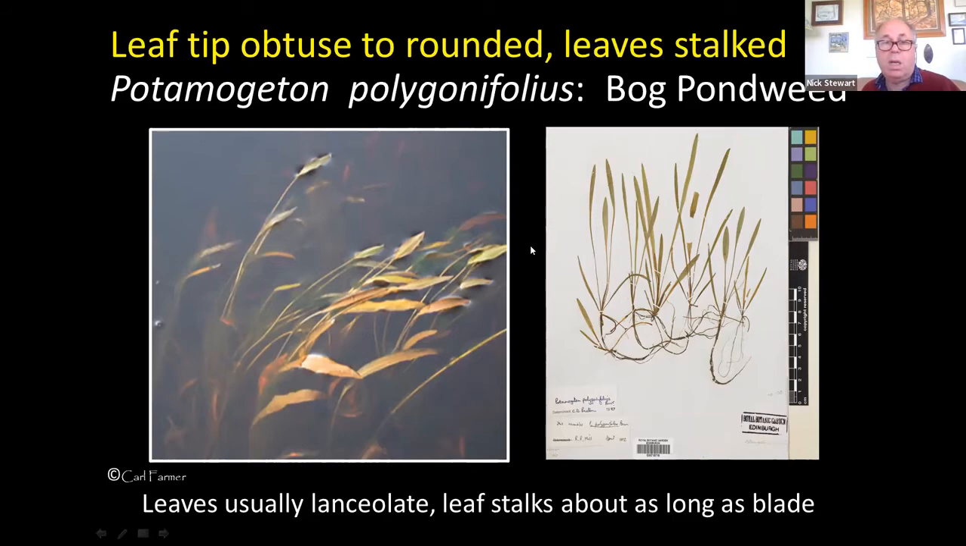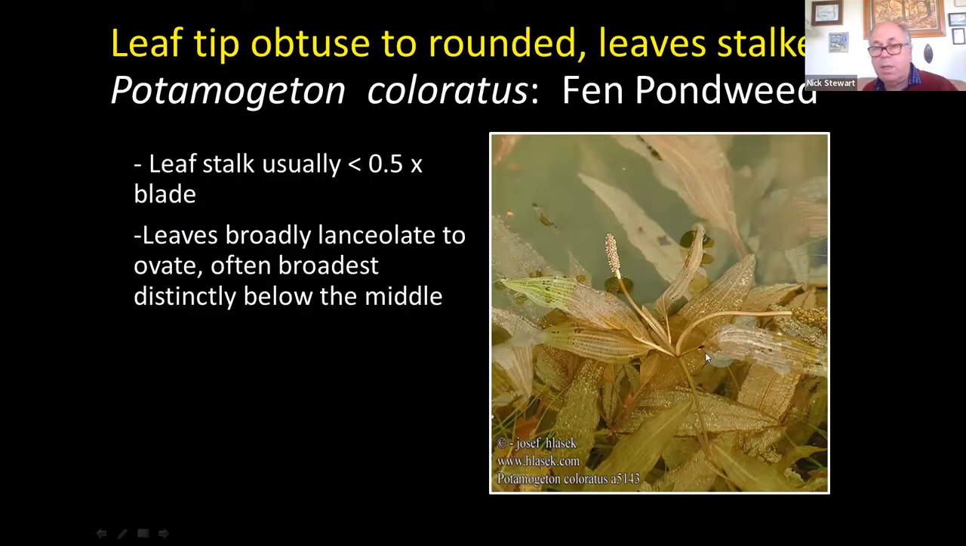Whereas in coloratus, the leaf stalks are much shorter, and the leaves are much wider. Sometimes they can be quite ovate in shape. They tend to be narrower in the winter, and sometimes the leaf stalks are a little bit longer in the winter. But during the summer they're usually quite distinct on the shape of the leaf and the length of the leaf stalk.